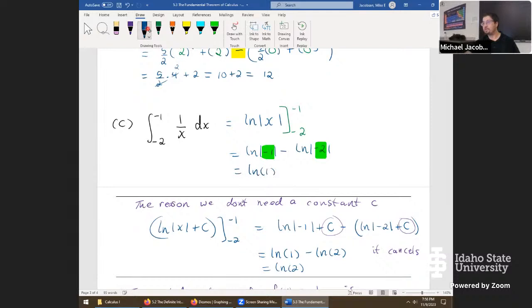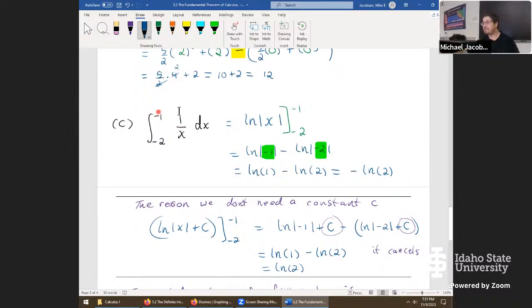Then this turns into natural log 1, becoming a 0, minus natural log of 2. And the whole answer is negative natural log of 2. Now notice this time we got a purely negative answer. That suggests that the function 1 over x is below the x-axis. And that makes sense because we're only putting in negative numbers from the domain inside this function. So it does purely live below the x-axis, and we really should be getting a negative quantity.